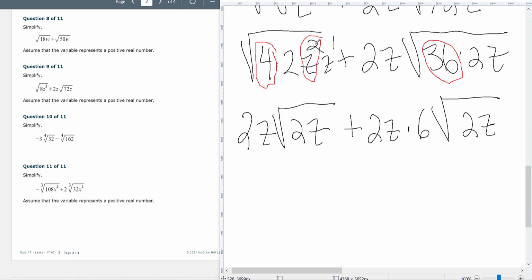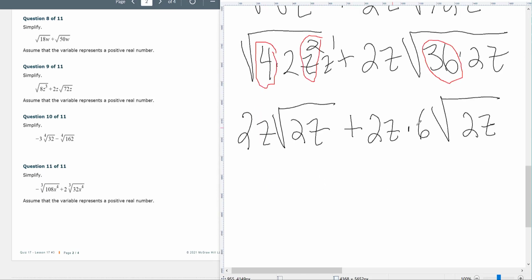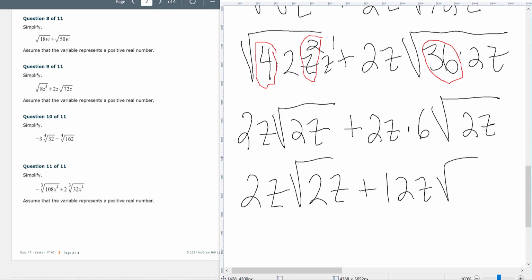Look, 2 goes into 2 one time. Or, think of it this way. 2 goes into 3 one time with 1 left over. Then I have to multiply this 2z times 6. So let's finish it up so we can add these together. 2z square root of 2z plus 12z square root of 2z. And be careful with your z's. Notice how I put a line through them so they don't look like 2's.